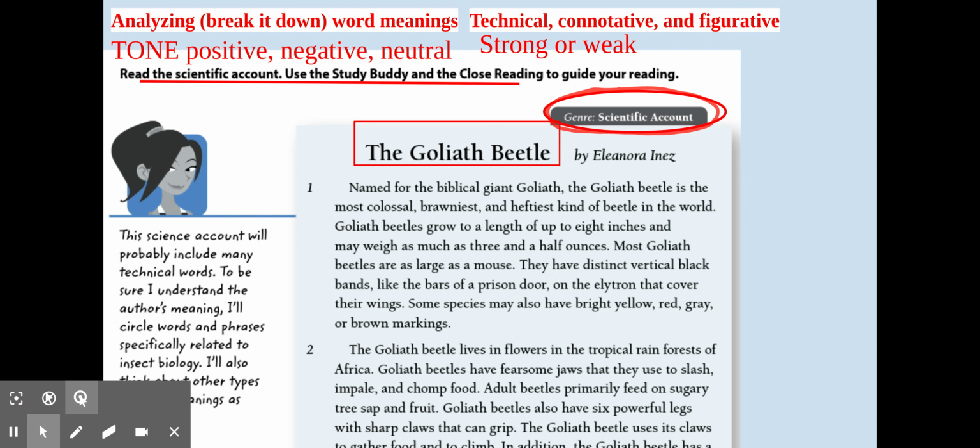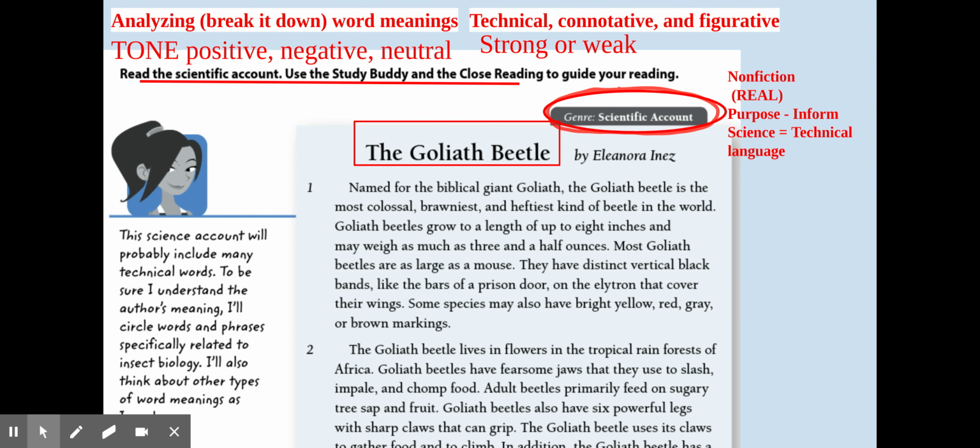Once you've circled scientific account, just so you realize they connect, a scientific account is nonfiction, which means it's real because it's based on science. Its purpose is usually to inform, because if it's a scientific account of something, it's trying to give you, the reader, information. And since it's science, it's going to have a lot of technical language. That also means it still can have connotative and figurative language, but we've got to make sure that we're ready to look at some of those scientific technical words about the subject we're reading about.